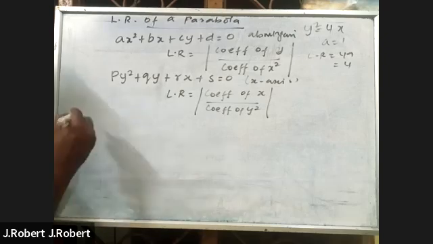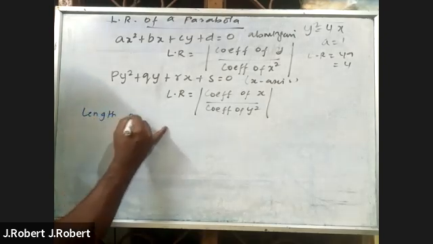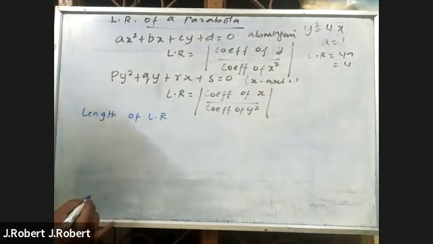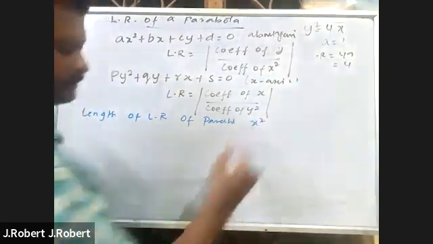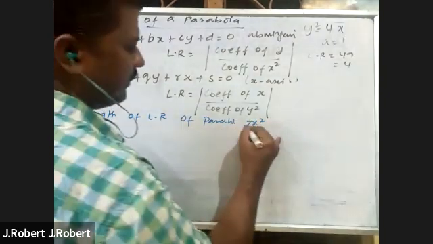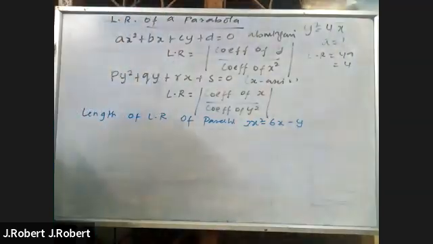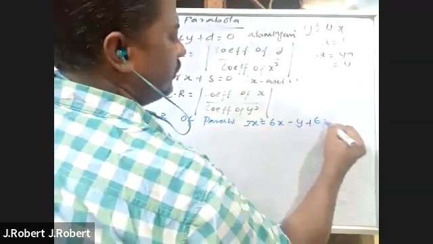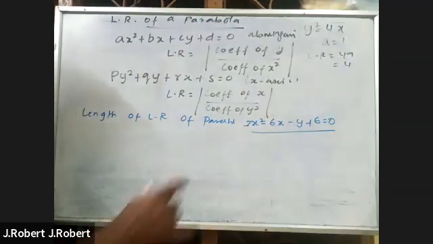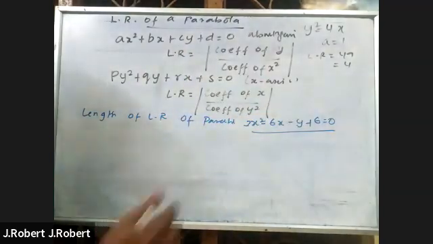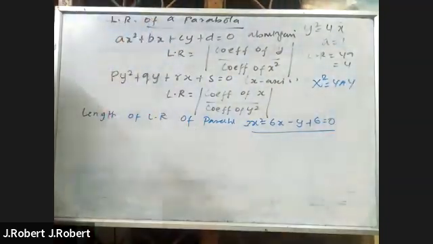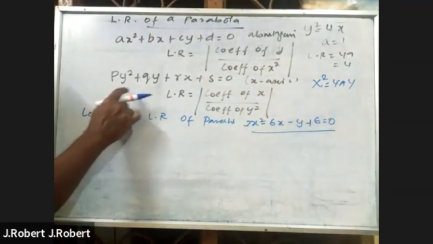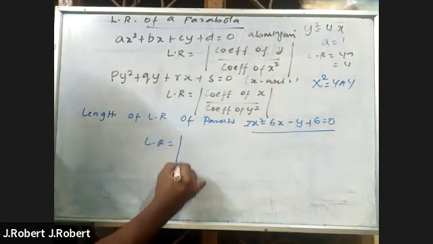Now, one question கேட்றான். Find the length of latus rectum of the parabola 3x square minus 6x minus y plus 6 equals to 0. This is a parabola. நீங்க x square வந்தா அது about y axis நீங்க தெரிஞ்சிடும். x squared is equals to 4ay ஃபார்ம்ல வரும். இது y axisல இருக்கு. அப்போ length of latus rectum is equals to coefficient of x.